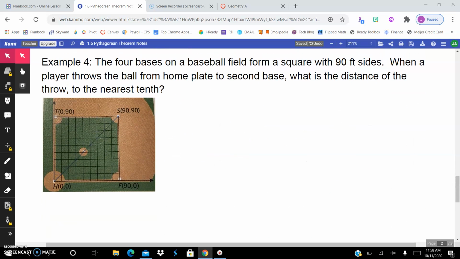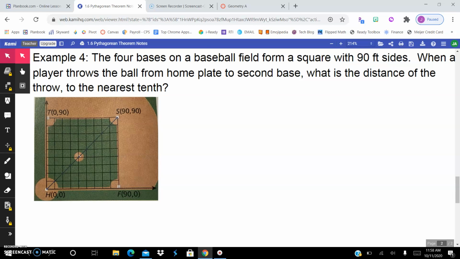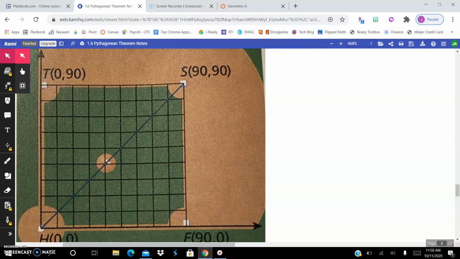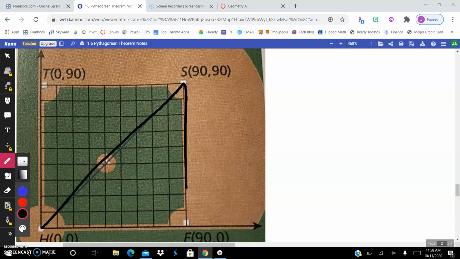And for our last example here, the 4 bases on a baseball field form a square with 90-foot sides. When a player throws the ball from home plate to second base, what is the distance of the throw to the nearest tenth? So looking at this picture, what they're really asking us to find is the distance from home plate to second base, which they drew the line for. And when they draw that line, it actually forms this right triangle. And I'm going to look at this one. There is one on the other side that you could use as well that has the exact same dimensions.